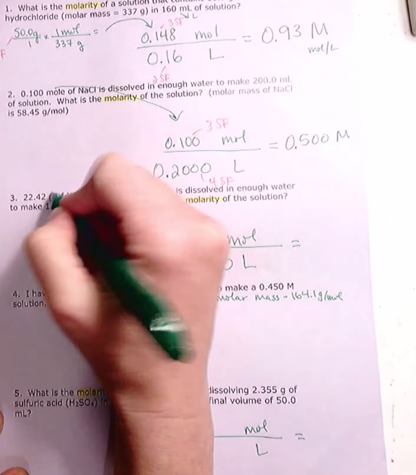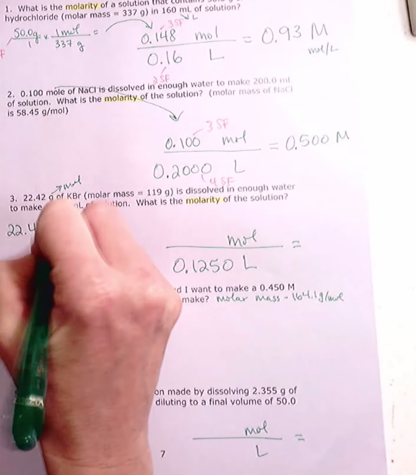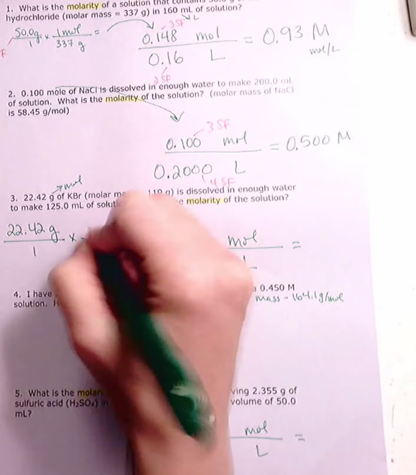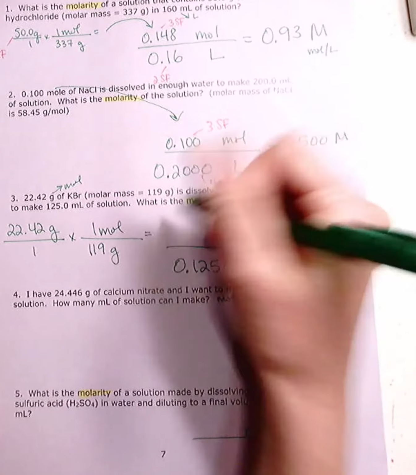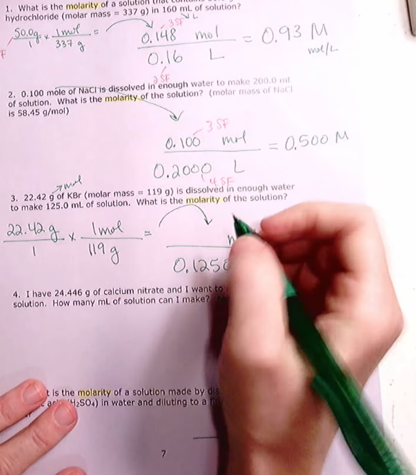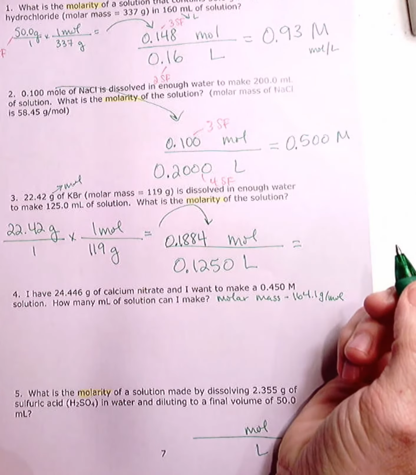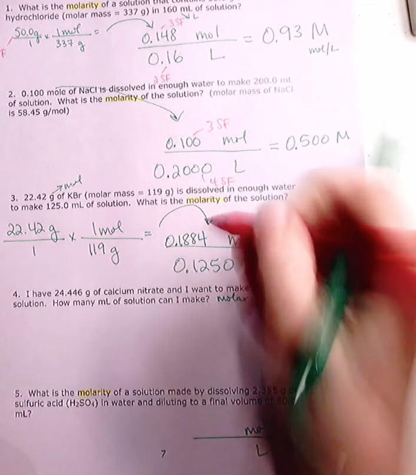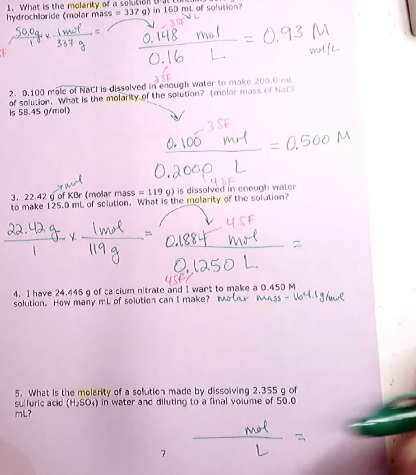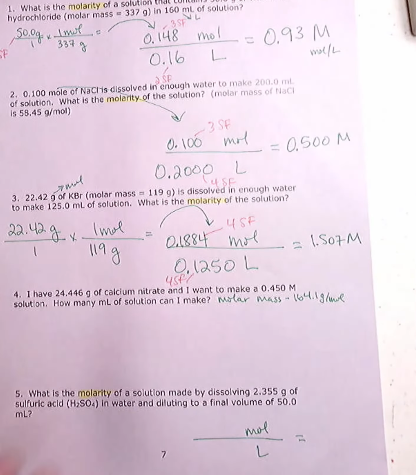Now grams, I need to convert to moles. So I'm going to do 22.42 grams divided by 119 grams over 1 mole. This equals, that will go there. So I end up with 0.1884 moles. I have 4 sig figs here, 4 sig figs here, and I end up with 1.507 molar.